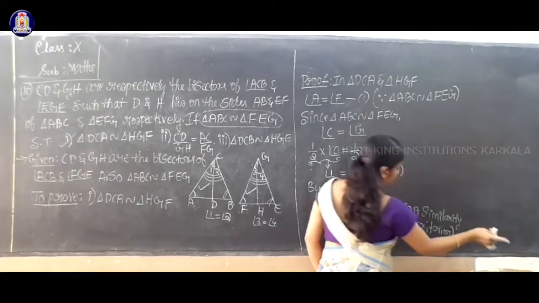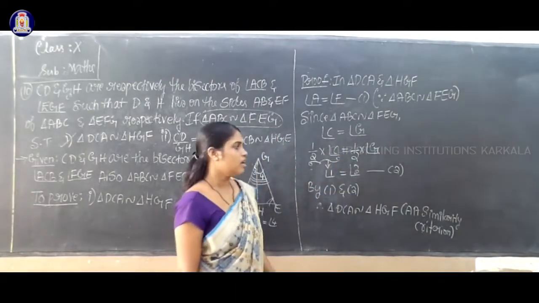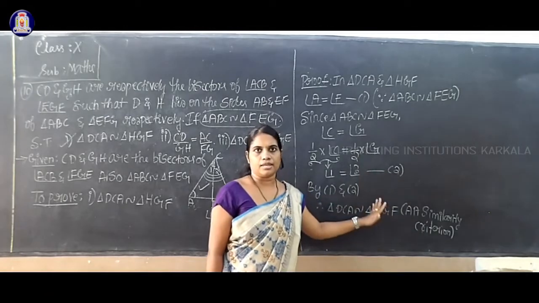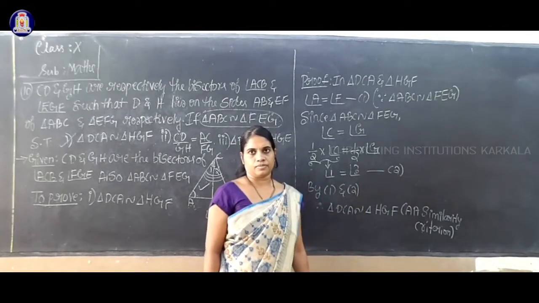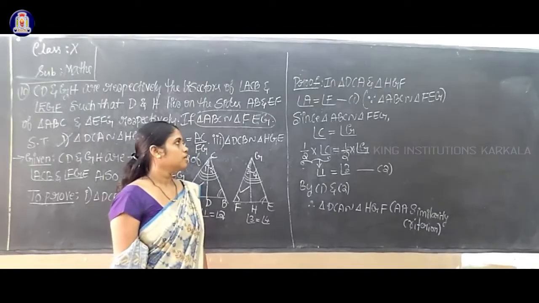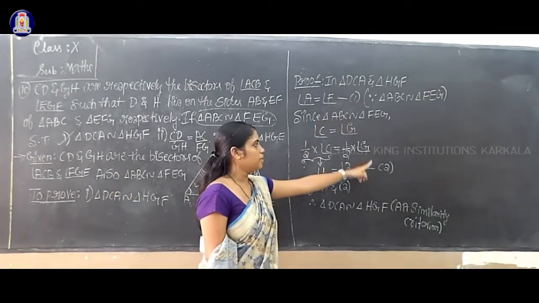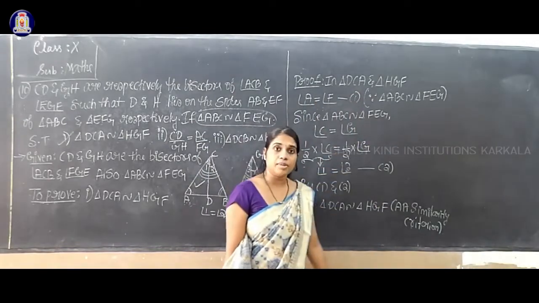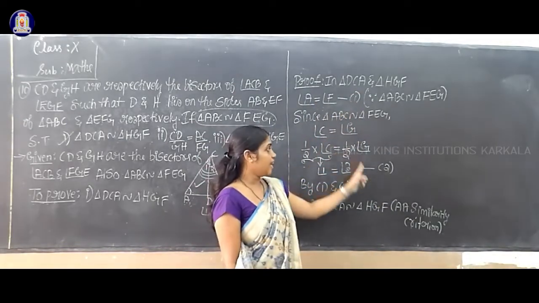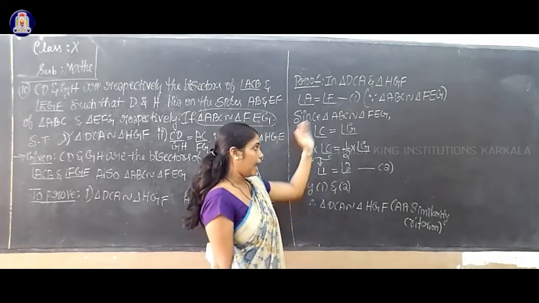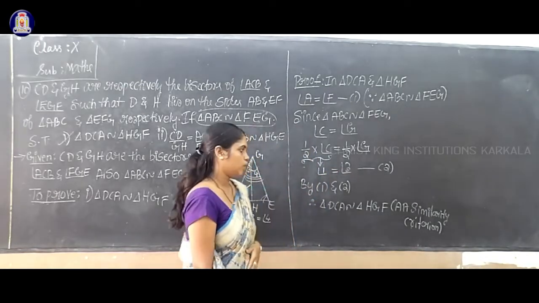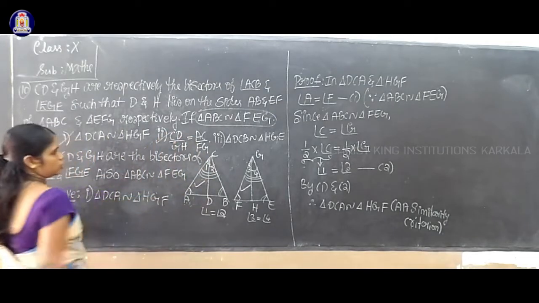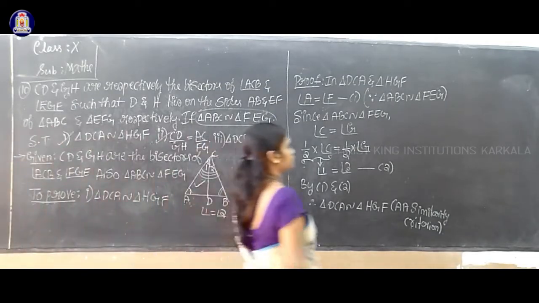By using AA similarity criteria, we can see that these two triangles are similar. Therefore, by using equation number 1 and equation number 2, we can prove that these two triangles are similar. What is the reason? By using AA similarity criteria, angle similarity criteria. So the first question solved, isn't it? Next we will solve the second sub question.